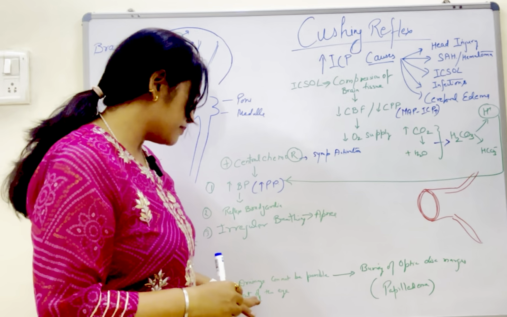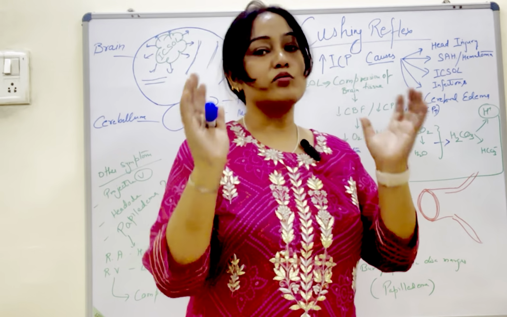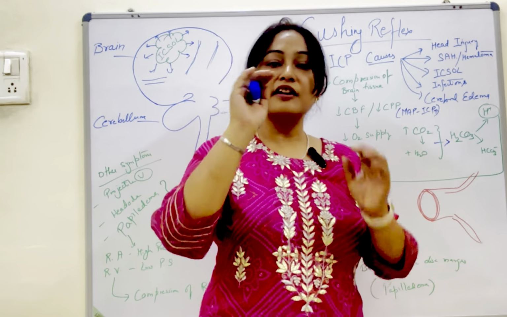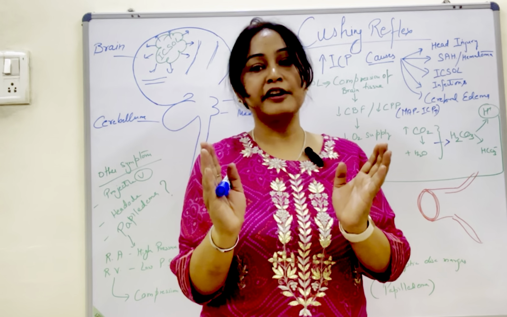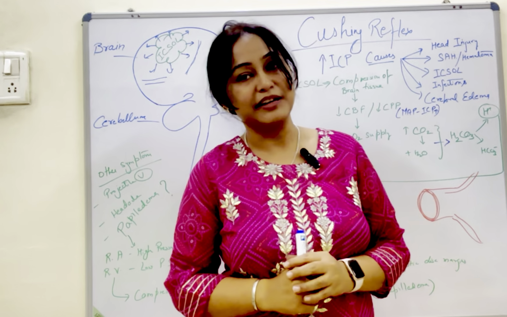So drainage cannot be possible out of the eye, and there is accumulation of venous blood around the optic nerve, and there is blurring of the margins of the optic nerve. That is called papilledema.